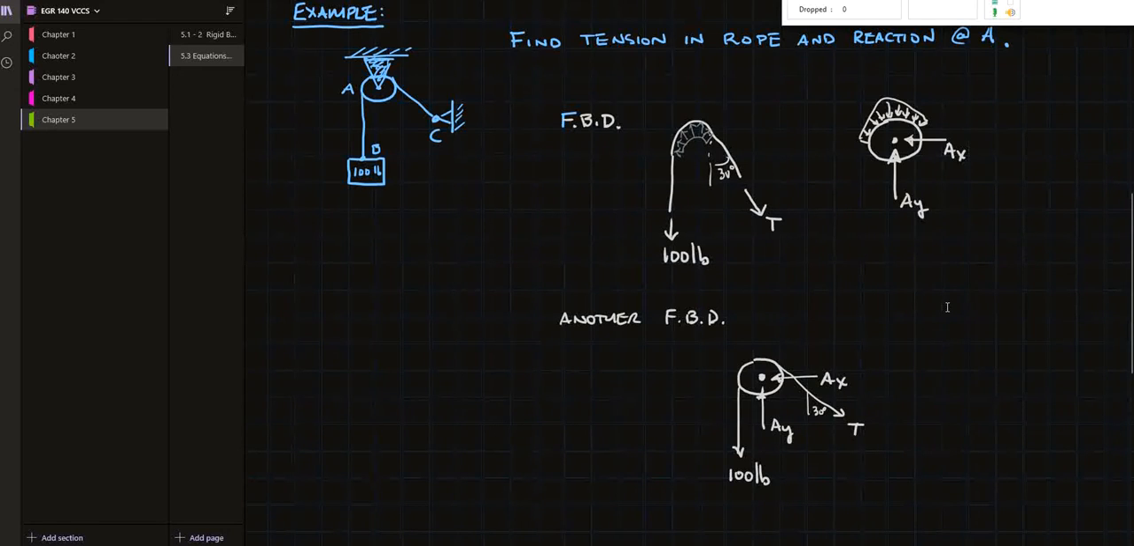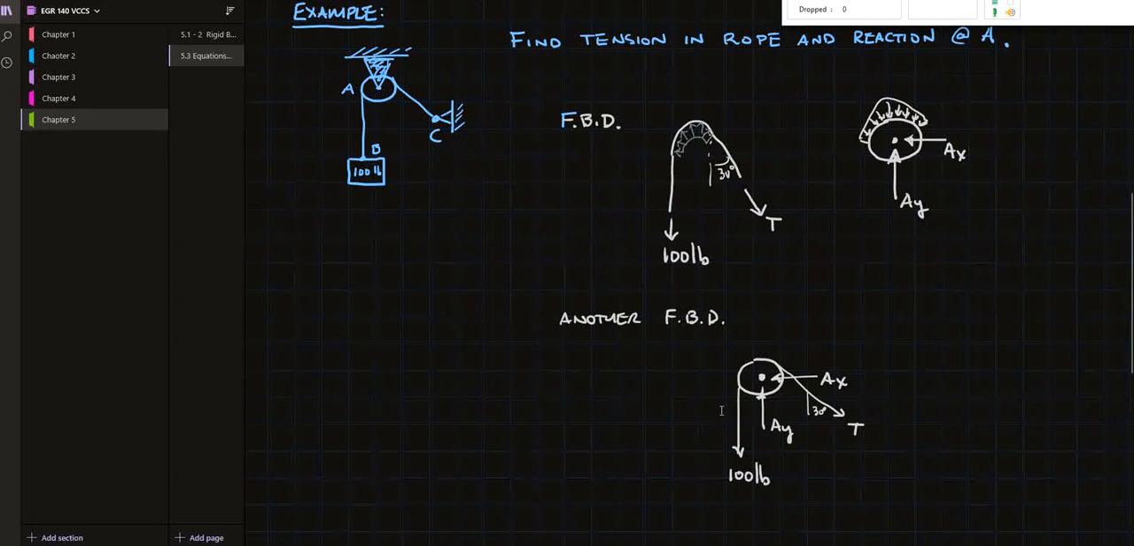So a couple things here. First off, I'm not going to model the weight of the pulley because the weight of the pulley is going to be canceled out by the support if this is not moving directly. So it's a redundant load that we don't need to really model.